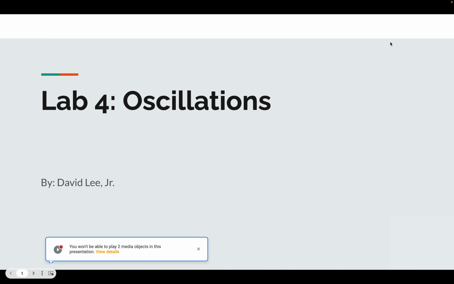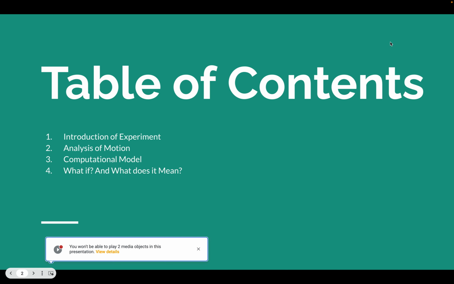This is Lab 4, focusing on oscillations. Just a little table of contents. We're going to start with the introduction to the experiment, then we're going to analyze some motion, build a computational model, and then answer what does it mean.